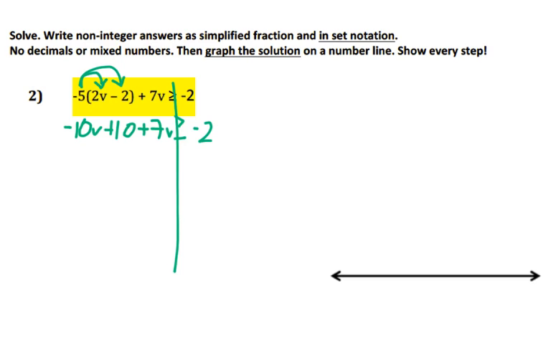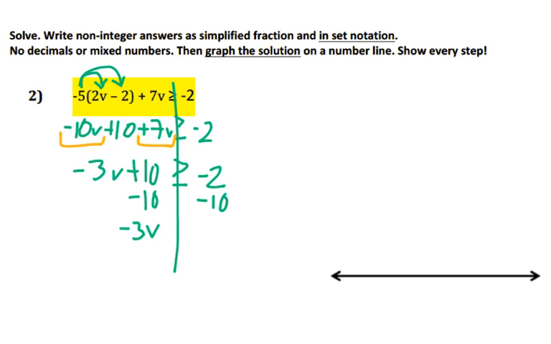So now we're going to combine our like terms. This would be a negative 10 v's and the positive 7 v's. So if we combine those, negative 10 v's plus 7 v's gives us a negative 3 v's, or negative 3 times v, plus 10, which we just bring down, is greater than or equal to negative 2. Alright, now we're going to do the opposite of what's happening to our variable, the v, and we're going to subtract 10 from both sides. So we get negative 3 v's is greater than or equal to negative 12.